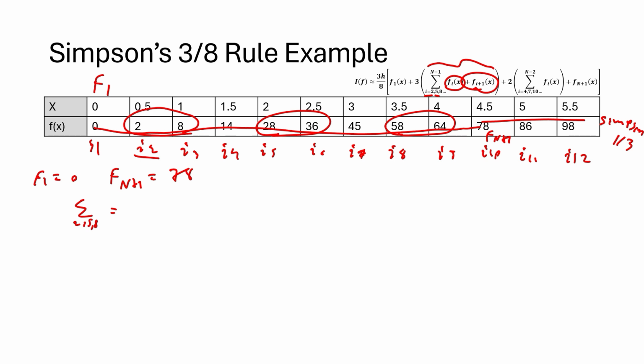So let's write that down. So it's going to be 2 plus 8 right there as its own little chunk, plus 28 plus 36 plus 58 plus 64. Plugging that into the calculator, we should be getting 196.